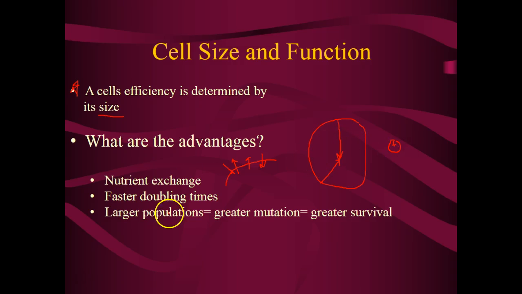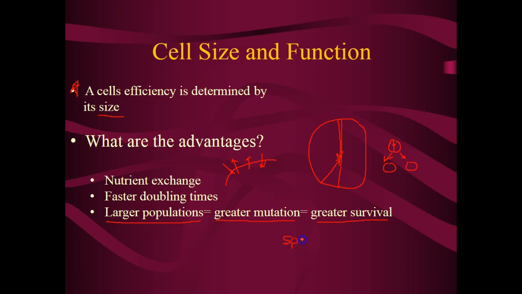Faster doubling times, again, it's easier to split this cell in half and produce 2 cells through cell division than it is to cut this cell all the way in half and produce 2 cells. So faster doubling times, it's easier to exchange nutrients, and we can have larger populations with greater mutation, which leads to greater survival in the same amount of space.